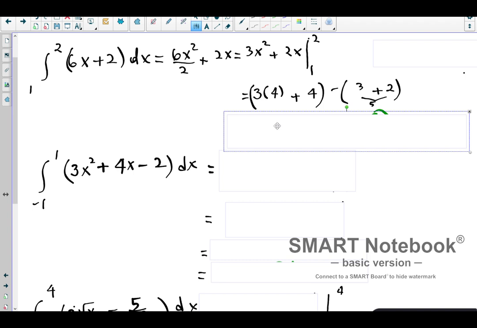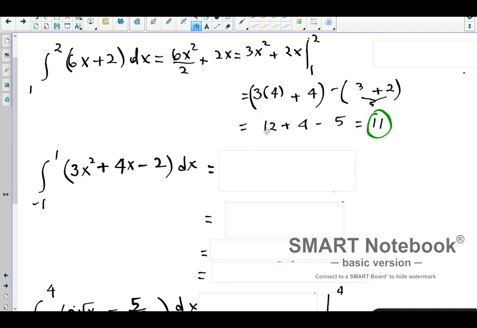So we just did a practice problem on integration. Here's another one. Integrate from -1 to 1 of 3x squared plus 4x minus 2.